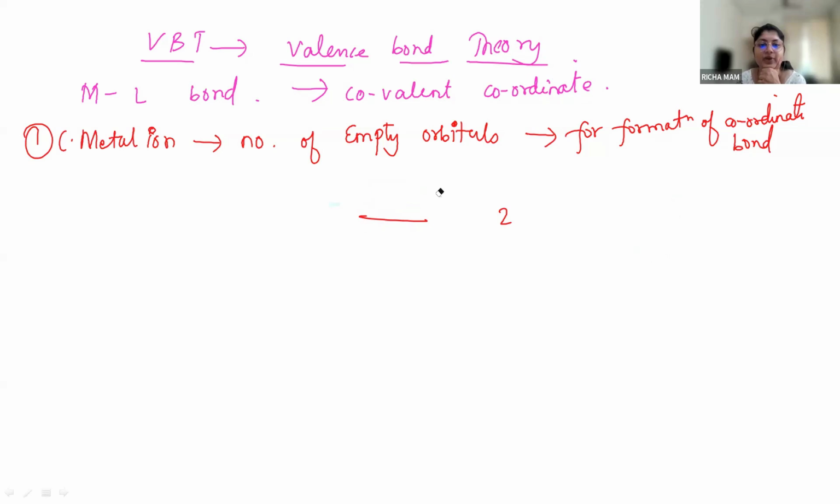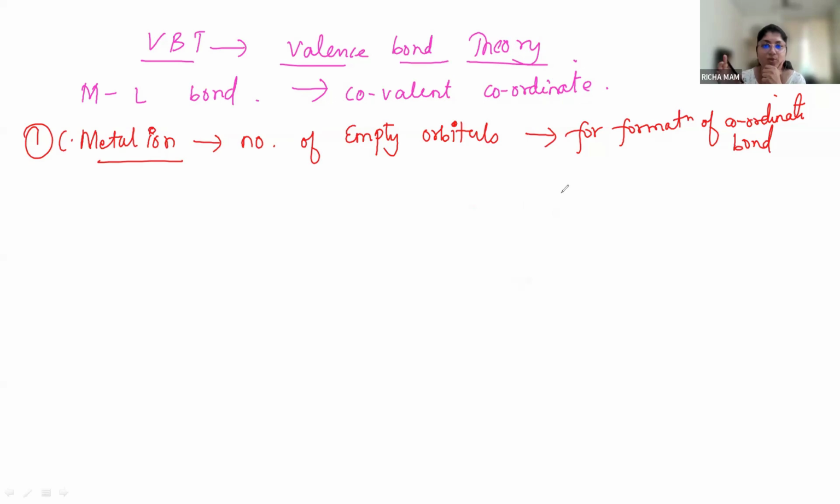Similarly, the metal wants to invite the ligand so that the metal ligand bond is formed. For the ligand to come and stay with the metal, it requires space. The metal provides that space by providing some empty orbitals. It is keeping some house empty.